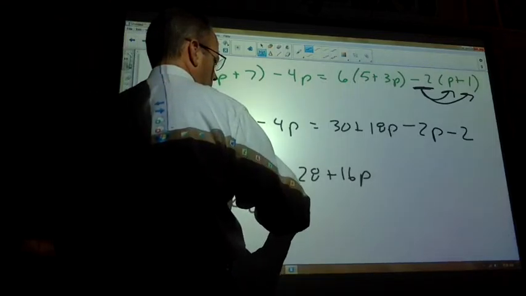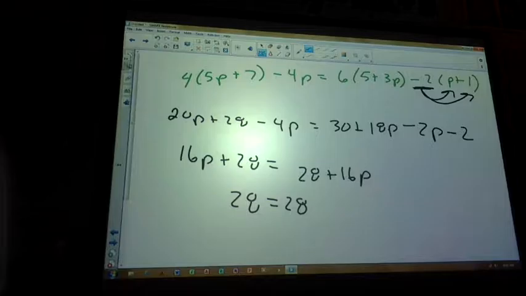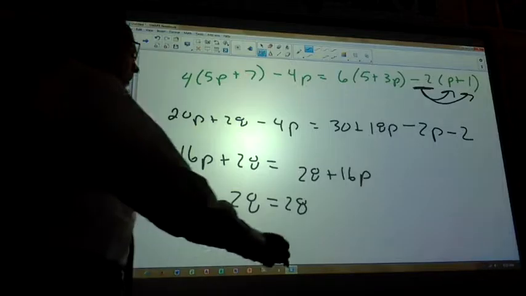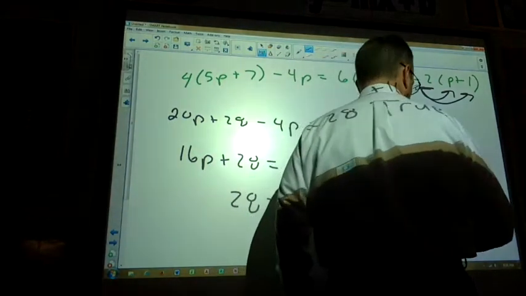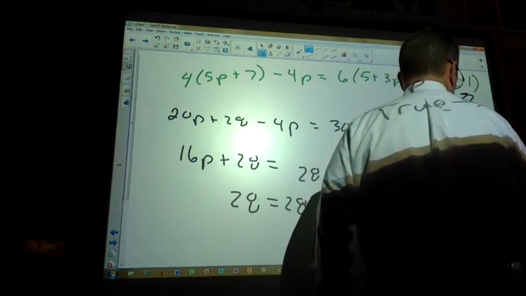Is that true or false? That's infinite. 28 equals 28? Yes, that's true. Everything fell out. So if everything falls out and gives you a true solution, it means you have infinite solutions.